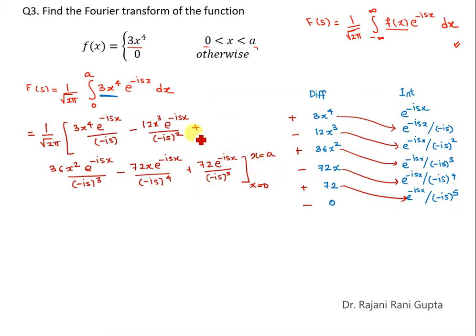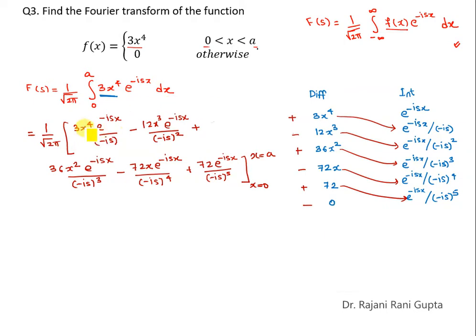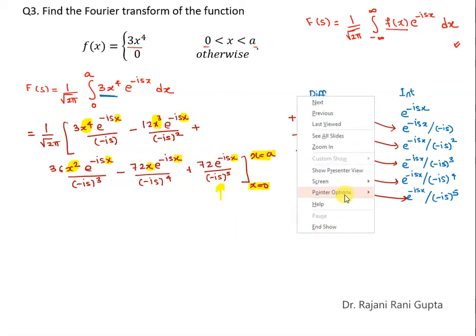Now the next step is just to replace the value of x by a. Then you can easily do it. Don't forget that you have to replace x at all the highlighted places. First replace x by a and then subtract the value at 0. When you replace it by 0, you are left with only the non-zero term, because all other terms have x in multiplication. So in this way you can complete it.